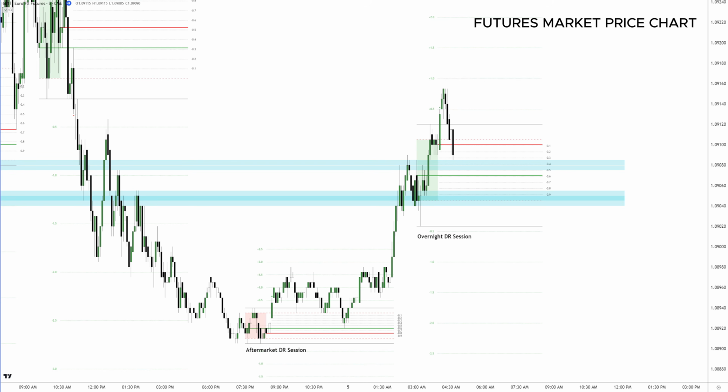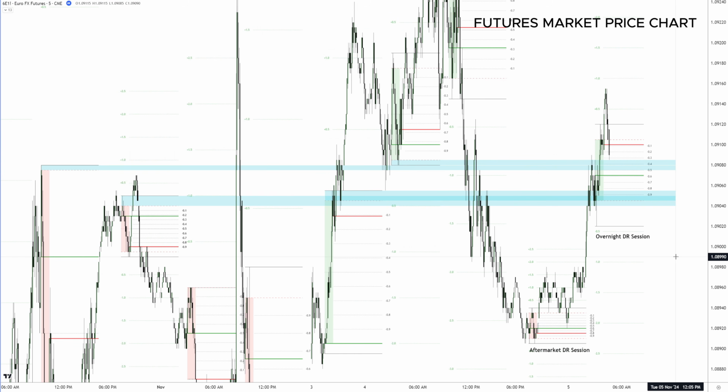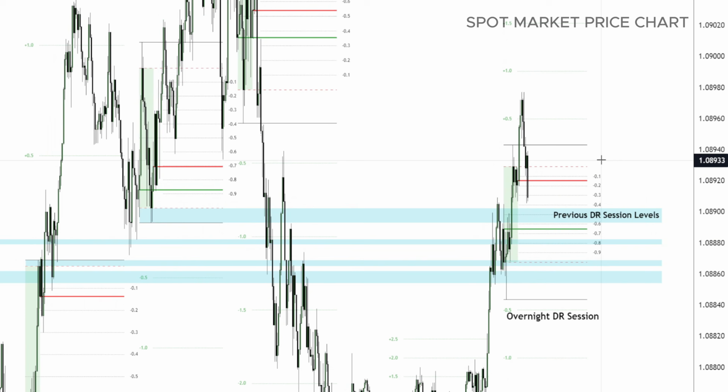While the 4:35 AM candle taps into the previous DR session level from the previous day's overnight DR session on the futures chart, it fails to do so on the spot market price chart. This is a crucial detail often overlooked in the spot market price chart, as DR session levels are not located exactly the same as they are on the futures chart. Always double-check these details on the futures chart for greater accuracy before making your next move.